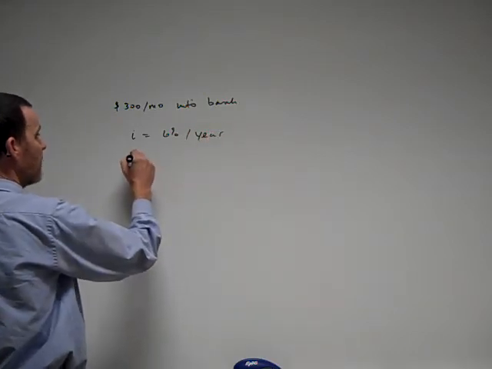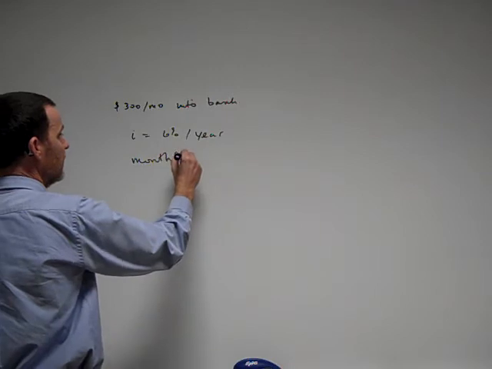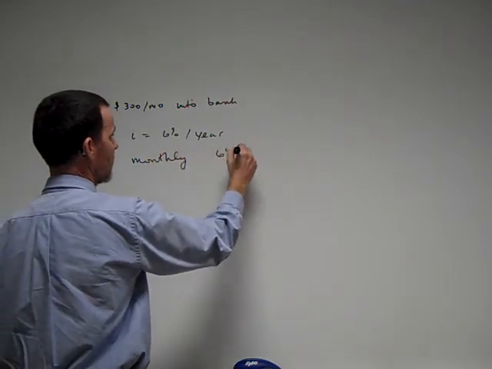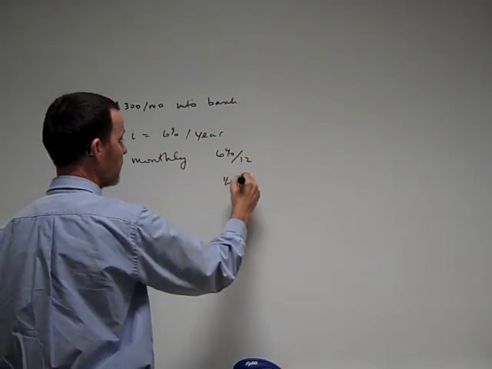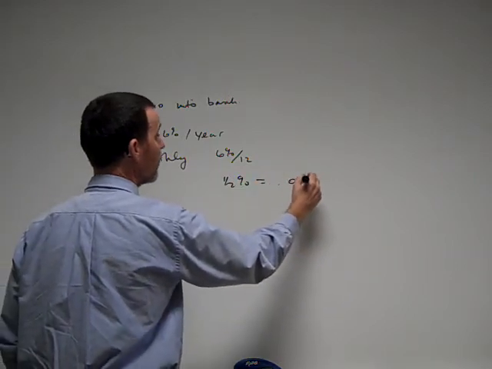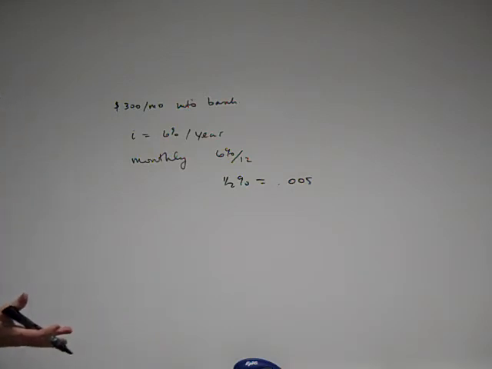Then the interest rate, but if it's monthly, you get that interest rate 6% divided by 12, which is 0.5%, or 0.005, right? Make sense?